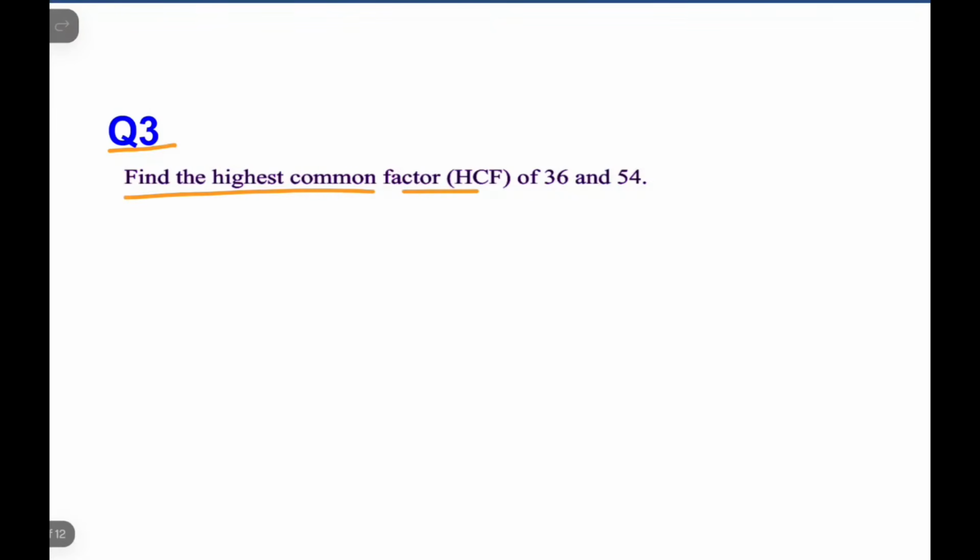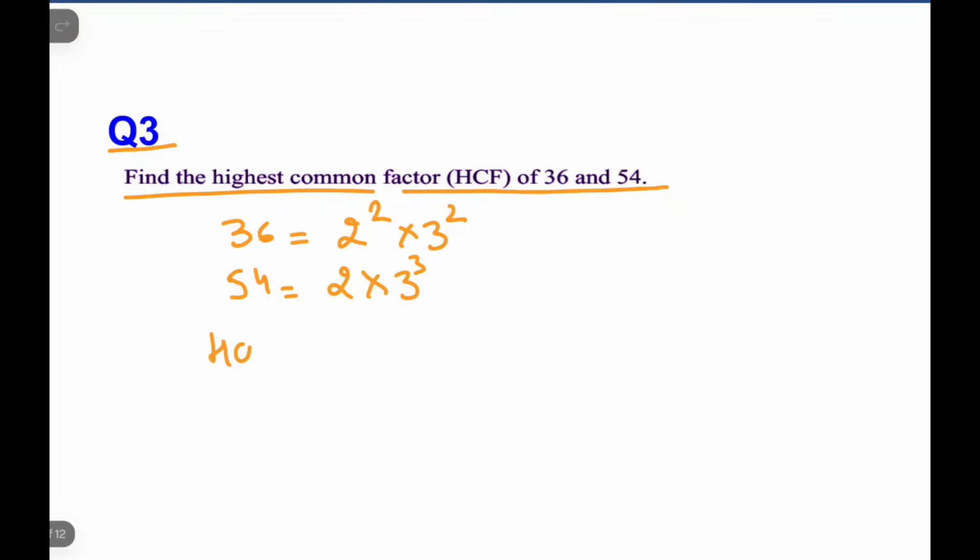Question number 3, we have to find HCF of 36 and 54. Now we'll write the prime factorization of 36, which will be equal to 2 power 2 times 3 power 2, and for 54 it will be 2 times 3 power 3. So HCF of 36 and 54 will be, we have to find the highest common factor, 2 times 3 power 2, which is equal to 2 times 9, that is 18 will be our correct answer.